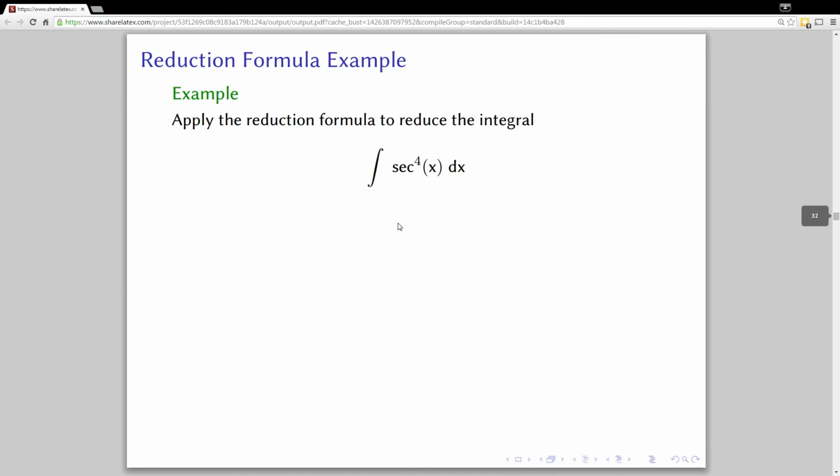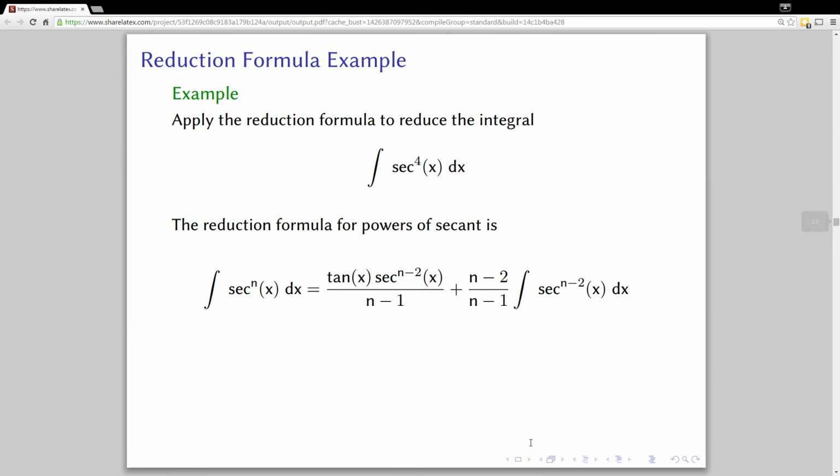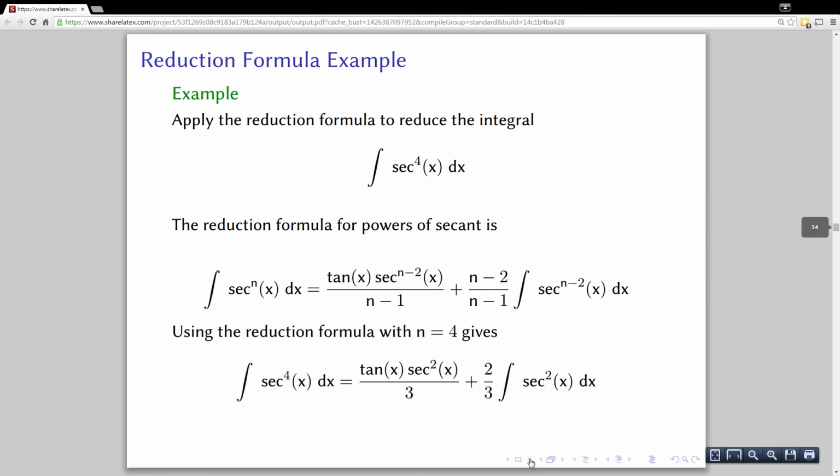So again, let's say we want to integrate secant to the fourth power. So we would apply the reduction formula. In this case, n would be equal to 4, right? So we'd have secant to the fourth is tangent times secant squared over 4 minus 1, which is 3, plus 4 minus 2 over 4 minus 1, which is 3, times the integral of secant to the 4 minus 2, secant squared. And of course, just like with tangent, this knocks down the power on the secant that you have to integrate.